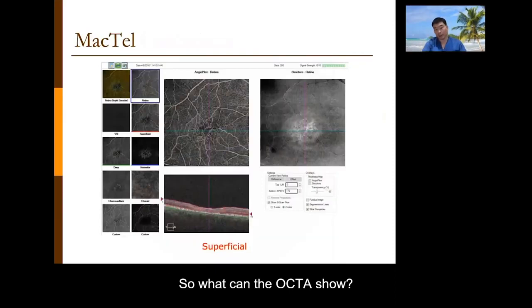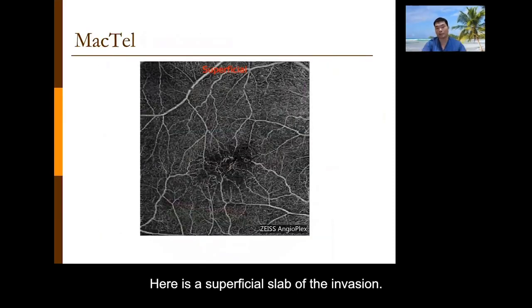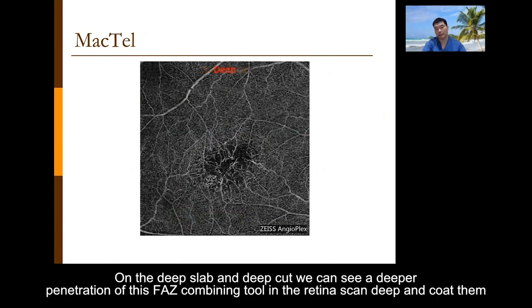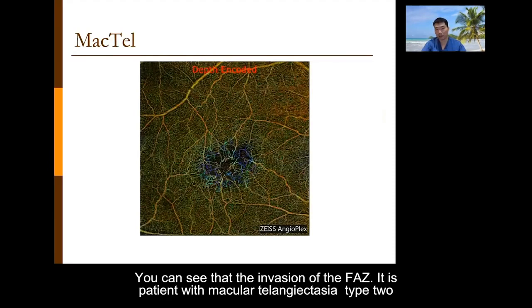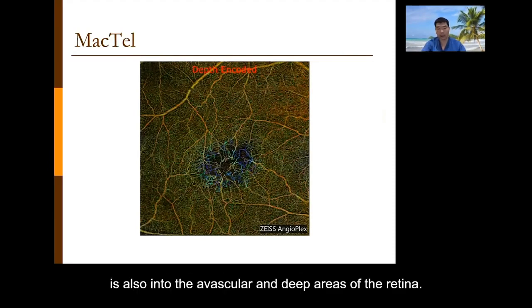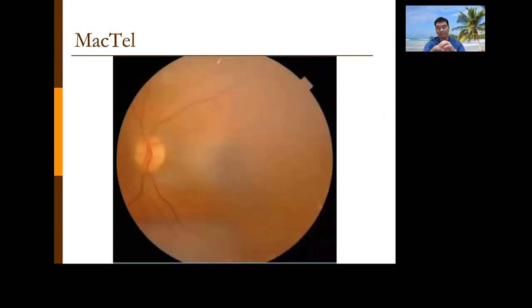So what can the OCT-A show? Here is a superficial slab where you can see there's invasion of the foveal avascular zone, which, as we know, is supposed to be avascular. Again, on the deep slab, a deep cut, you can see a deeper penetration of this FAZ. Combining the two in a retinal scan, depth encoded, you can see that the invasion of the FAZ in this patient with macular telangiectasia type 2 is also into the avascular and deep areas of the retina.